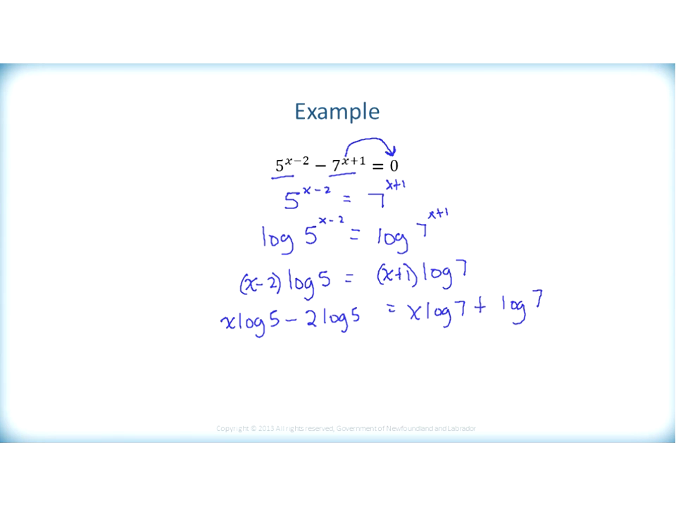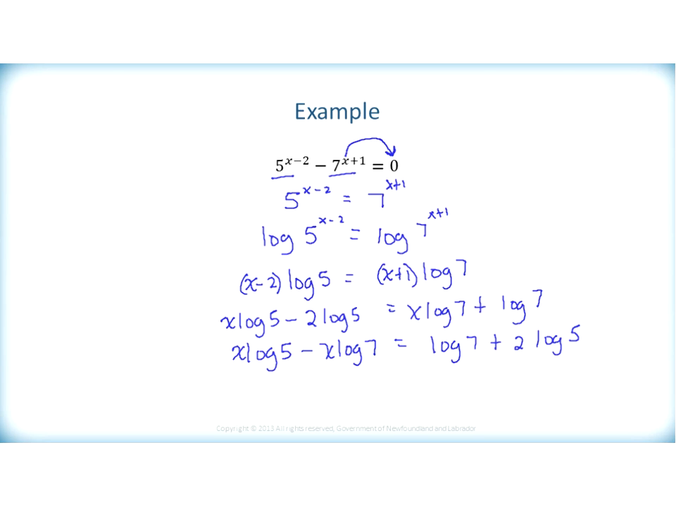And so now we'll move the x terms to one side of the equation and move the other terms to the opposite side. We have x log 5 subtract x log 7 to equal log 7 plus 2 times log 5. Now once again, all these logs are base 10. We can use the calculator to calculate it.